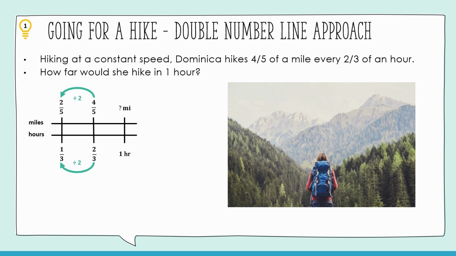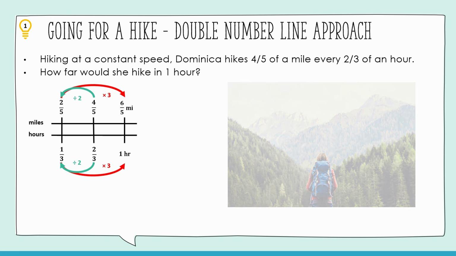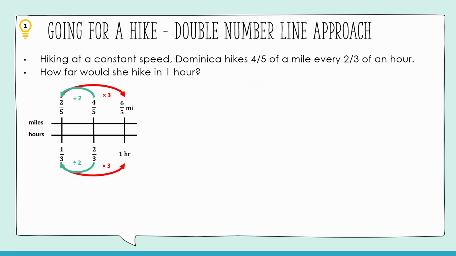To find how far she hikes in 1 hour, we jump from 1/3 to 1 hour by multiplying by 3 and do the same above. Thus, Dominica hikes 6/5 miles in 1 hour. This utilizes the fundamental Common Core understanding from grades 3 to 5 that fractions are built from unit fractions. 2/3 is 2 times 1/3. A second approach could be to move past 1 hour and come back to it.